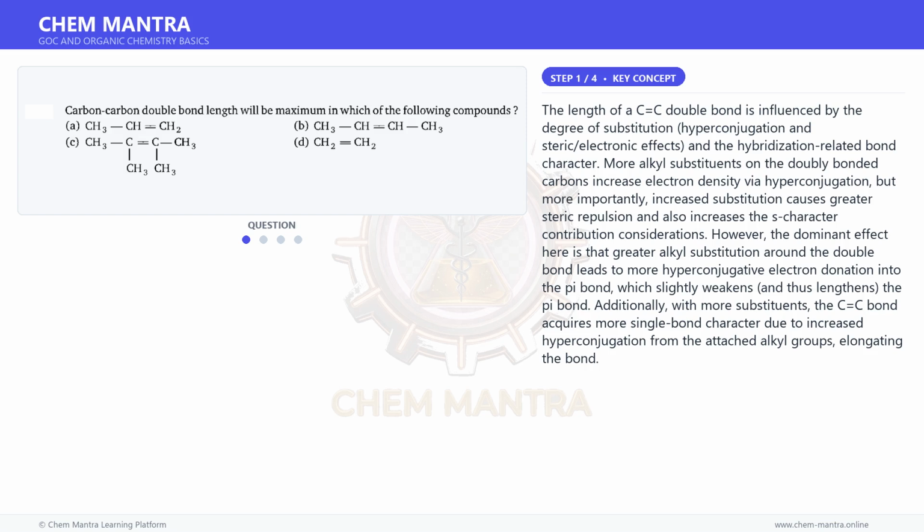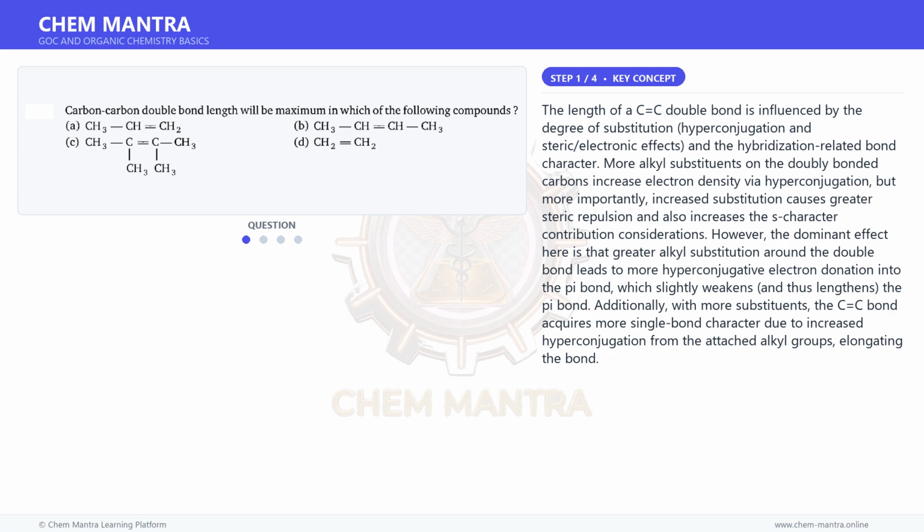The length of a C=C double bond is influenced by the degree of substitution, hyperconjugation, steric and electronic effects, and the hybridization-related bond character. More alkyl substituents on the doubly bonded carbons increase electron density via hyperconjugation, but more importantly, increased substitution causes greater steric repulsion and also increases the s-character contribution considerations.